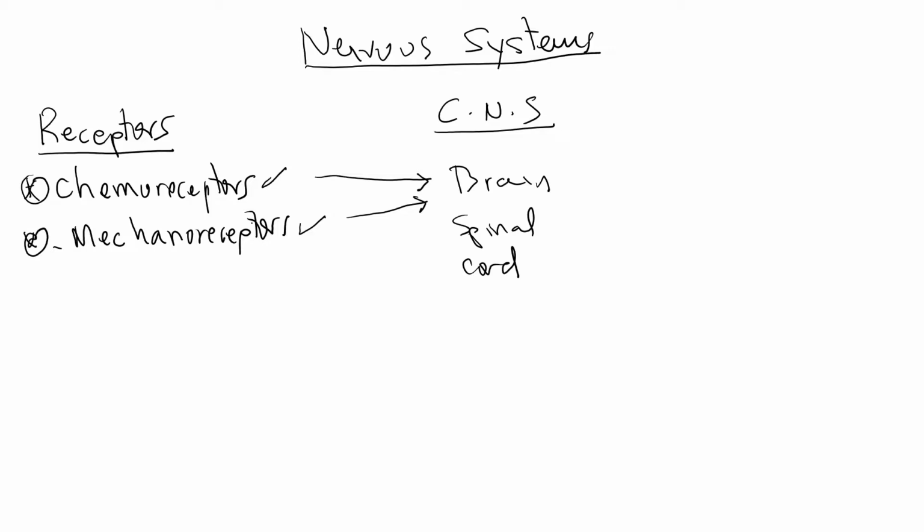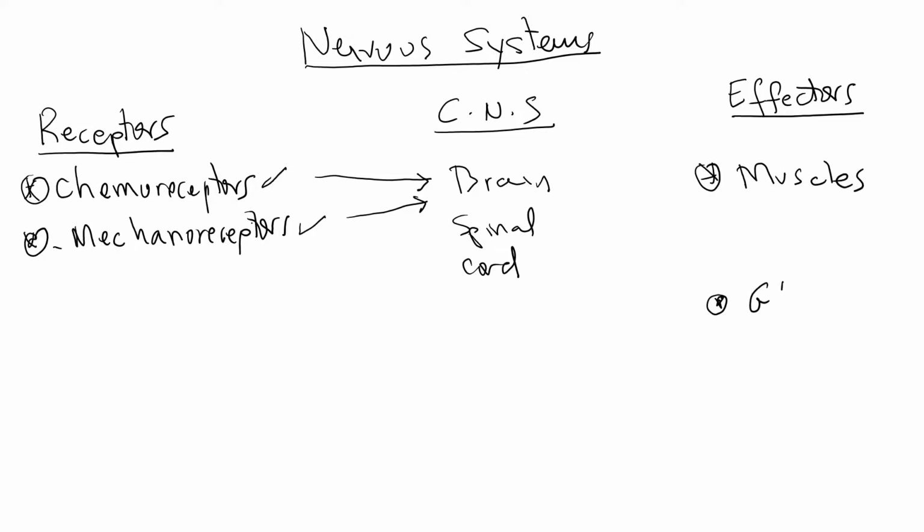The response will be carried out by effectors. Effectors are organs innervated by the nervous system that respond to nervous stimulation. There are two categories of these organs: muscles and glands. In the case of the GI tract, the muscles are going to be smooth muscles of the organs of the GI tract, smooth muscles of the stomach and the intestines, for example.